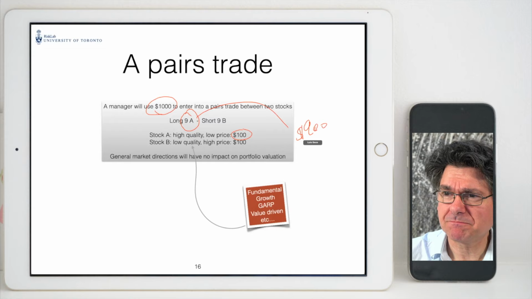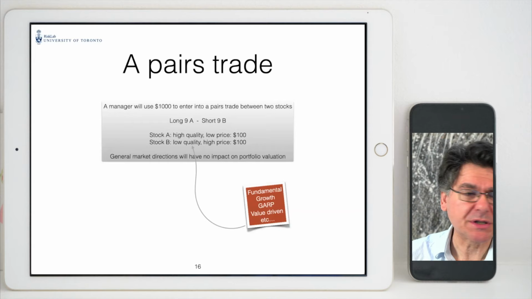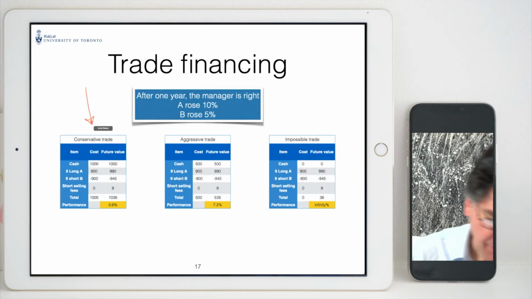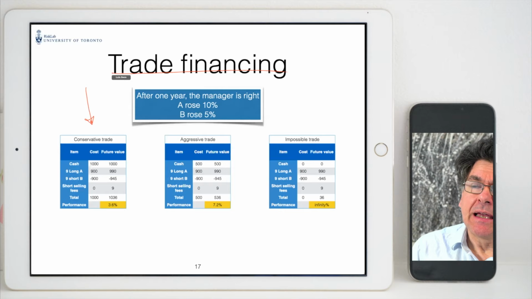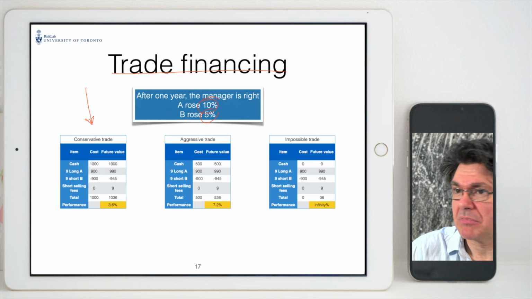So are you all with me? Do you understand this example? I'm going to show you what happens now, but I want you to understand this portfolio. 9 As long and 9 Bs short. Okay, so with this portfolio, I'm going to do the accounting. I'm going to start with this. Look here first, okay? Look here. This is what's called trade financing, okay? I want to assume that I was right. A goes up by 10% and B goes up by only 5%. This is what's called scenario analysis.